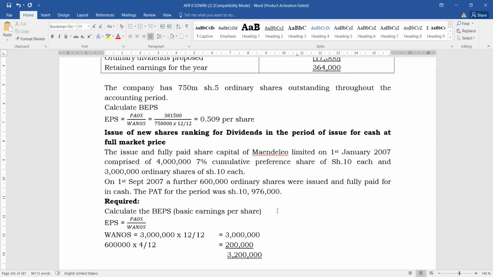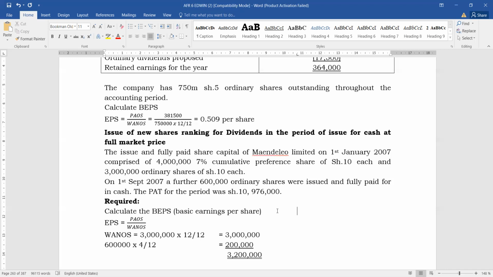Remember your formula: we said you start from profit after tax. You subtract profit attributable to NCI. Is there profit attributable to NCI here? No. Is there preference dividend? Yes. On which value? 7% of 4 million. 4 million is shares.